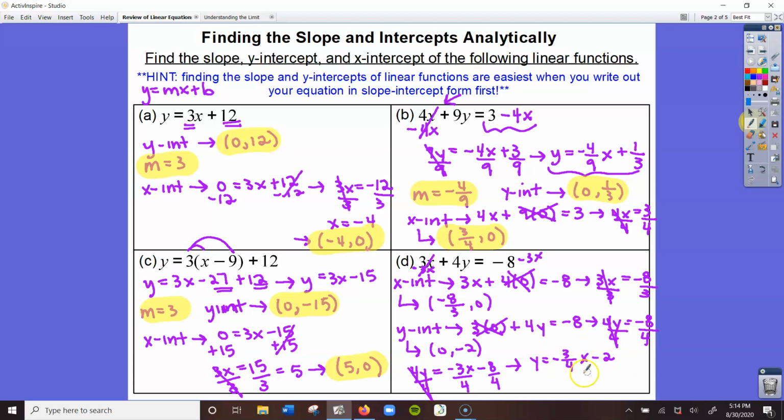Notice that when we have this equation, not only did I find the slope, which is negative 3 over 4, but I'm also verifying my y-intercept that I found earlier. See how the b is negative 2, and it shows that in my y-intercept I got 0, negative 2. So this is also a nice way of verifying the solution that we got earlier. So here's my x-intercept, my y-intercept, and finally my slope.